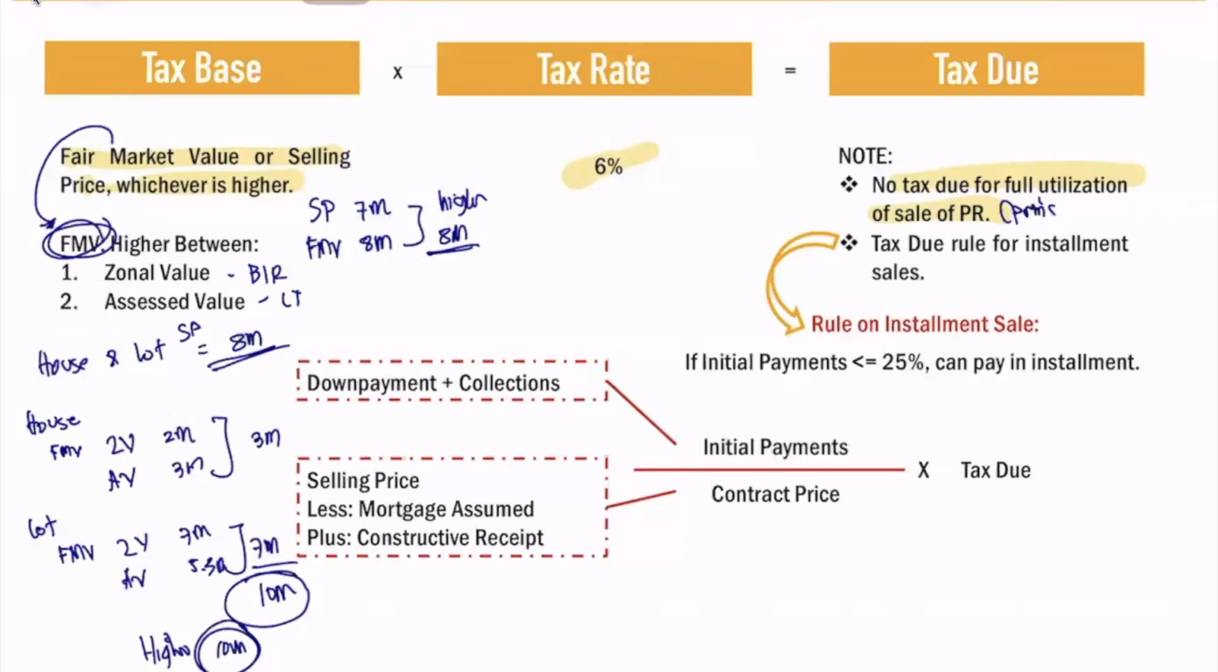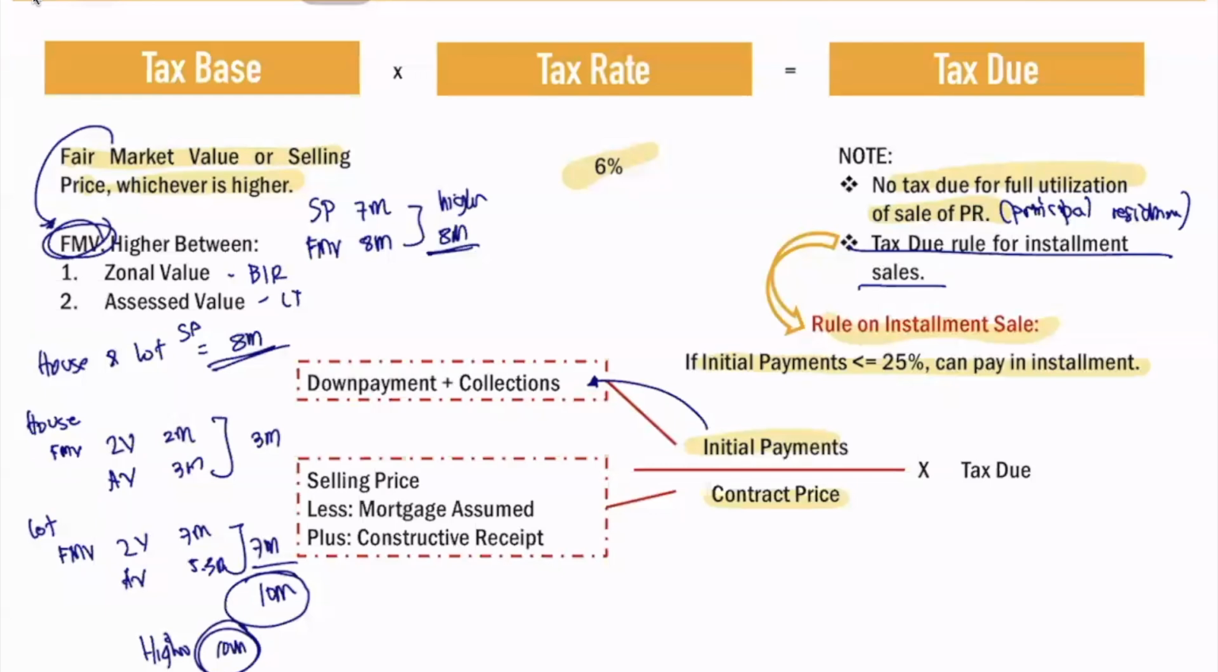Aside from that, there can be a tax due rule for installment sale. So what is that rule on installment sale? If initial payments is less than or equal to 25%, then you can pay in installment. And how do you pay in installment? You get the initial payments divided by your contract price. What are the components of your initial payments? Your initial payment is equal to your down payment plus your collection. Your contract price is equal to your selling price less any mortgage assumed by the buyer plus any constructive receipt.